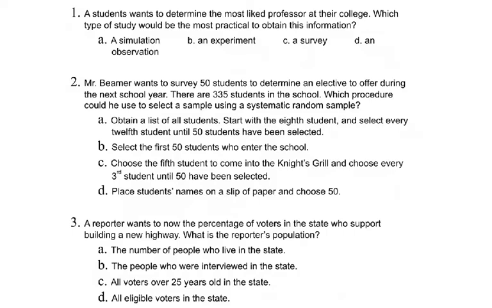So number 1, a student wants to determine the most liked professor at their college. Which type of study would be the most practical to obtain this information? So A, we didn't even talk about, so not simulation. An experiment doesn't really make sense. An observation, I mean, you could observe who likes who, but really, just a survey. So that's just basic common sense.